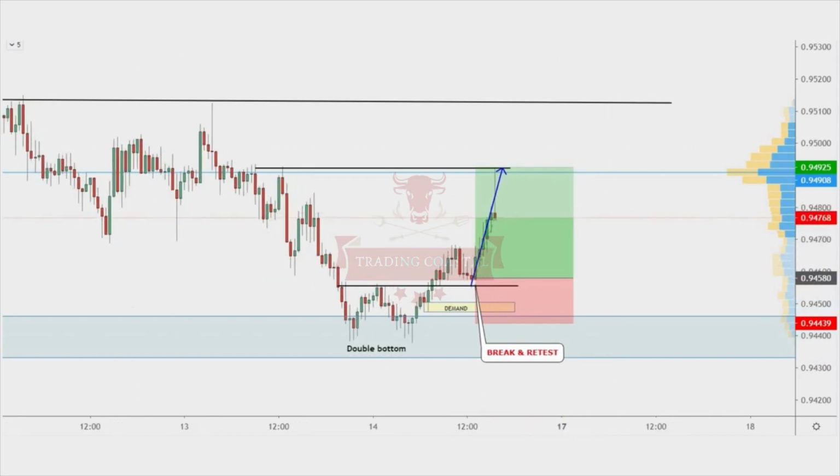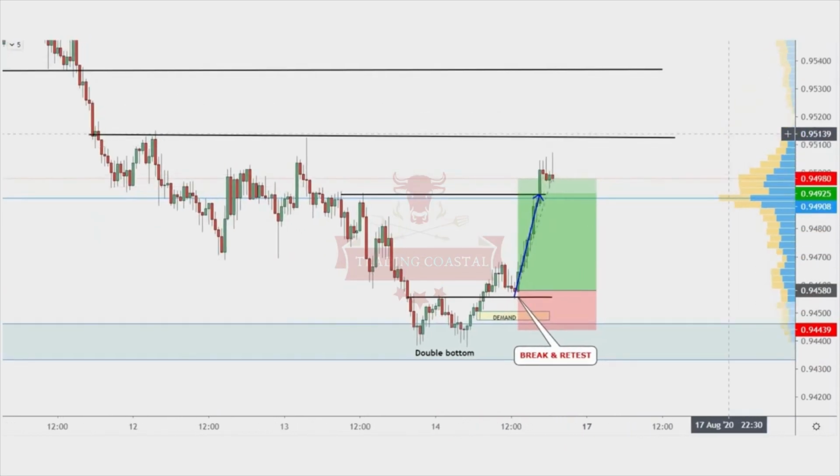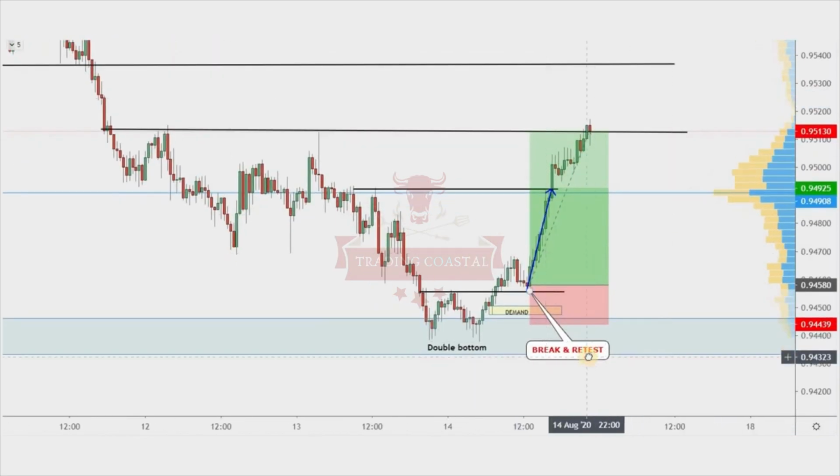As we see, price reached the target perfectly. Trust the process and market will reward you.